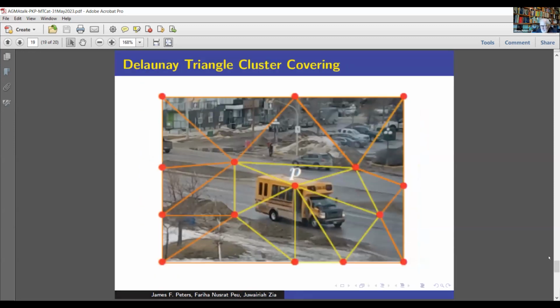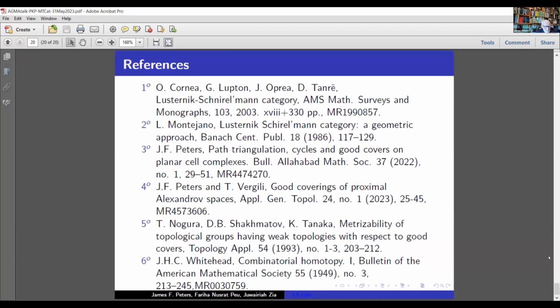Well, okay, I want to thank you very much for giving us an opportunity to present this paper. I want to mention that here are papers that are related to what was discussed, including the paper with Professor Regilly that was published in the Applied General Topology journal in 2023. And that concludes my talk.